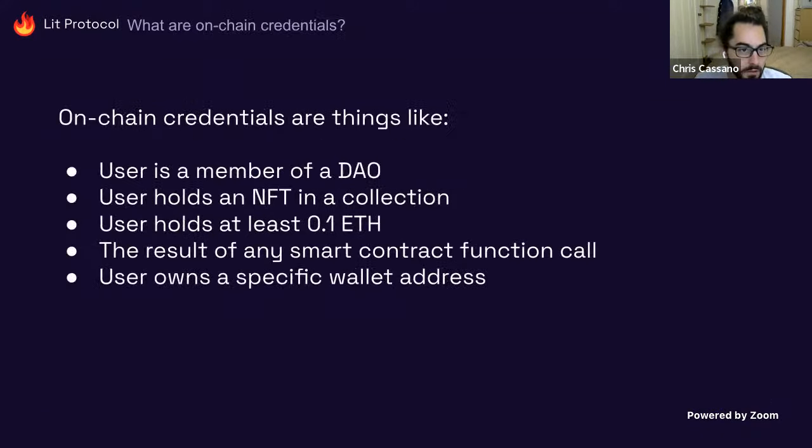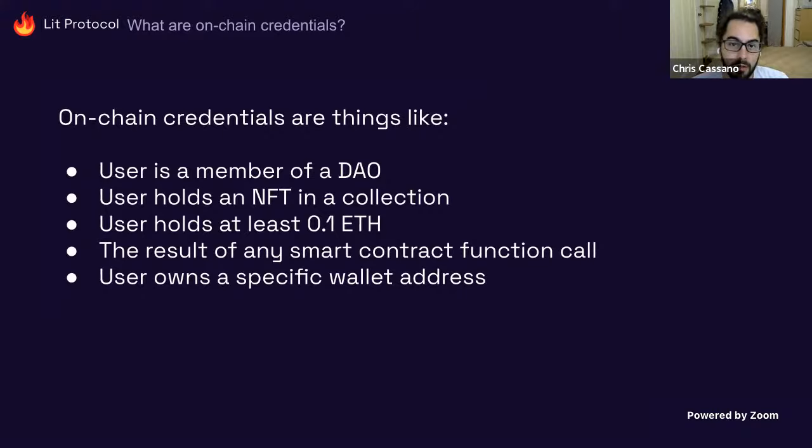Okay. So I've talked a little bit about on-chain credentials. That's generally what Lit Protocol uses to check if you should be allowed to decrypt something or receive a signature for something. And what are on-chain credentials? Well, it's data that lives on-chain, generally as some state inside a smart contract. So it could be like, does a user hold an NFT? Are they in a DAO? Do they hold some amount of ETH?